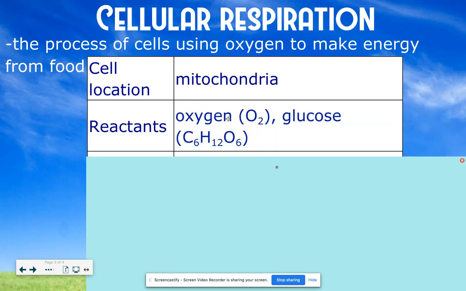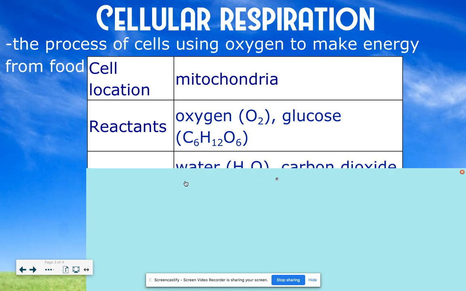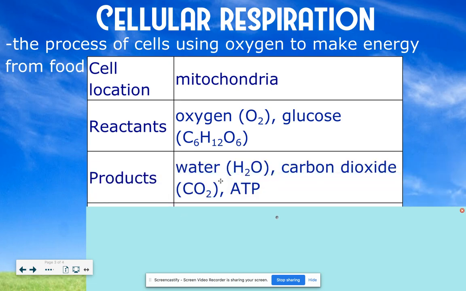The reactants are the things necessary for cellular respiration. The inputs would be oxygen, O2, and glucose, C6H12O6. We think of this kind of like the air we breathe, the oxygen, and then the food we eat, the glucose. After we get those in our body, it does a process called cellular respiration, and it produces water, H2O. Water is necessary for our body, so we take water in, but we also get water from our food. And then carbon dioxide, CO2, we exhale that. And then ATP, which is a fancy name for energy.